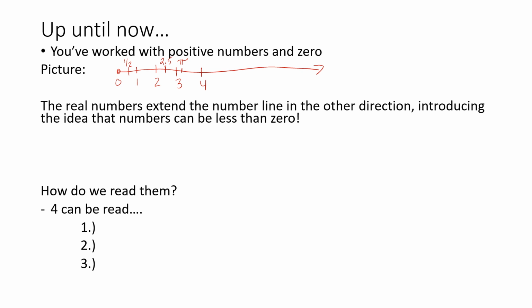Well, the real numbers do extend the number line in the other direction, introducing the idea that numbers can be less than zero. We don't typically start students off like this. When you first show up to kindergarten, first grade, the concept of zero in and of itself can be kind of difficult to get around, that you have a symbol that represents the absence of something, let alone negative numbers. But by the time you get to Algebra 1, we are usually in a position where we can understand the idea that there might be numbers less than zero.